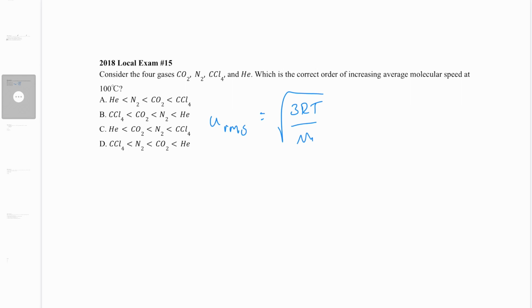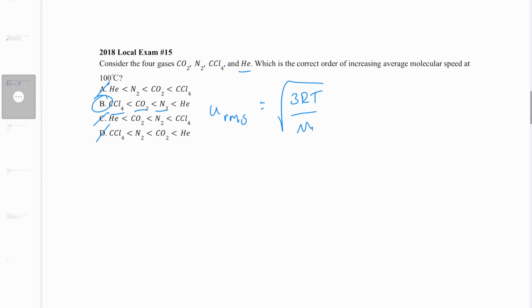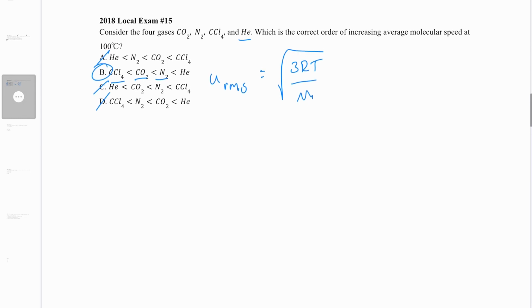So the fastest molecular speed is going to belong to the molecule with the smallest molar mass. So the one with the smallest molar mass is going to be helium, and so we can cross out A and C. The one with the next greatest molar mass is going to be nitrogen. So it's actually going to be answer choice B and not answer choice D. You can see that the rest of them are also in order of molecular weight. So yeah, the answer for 15 is B.